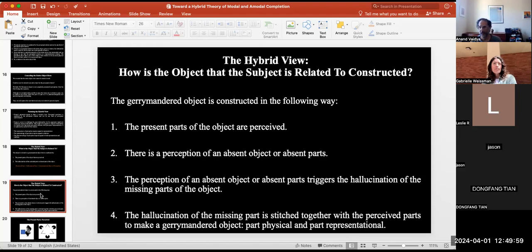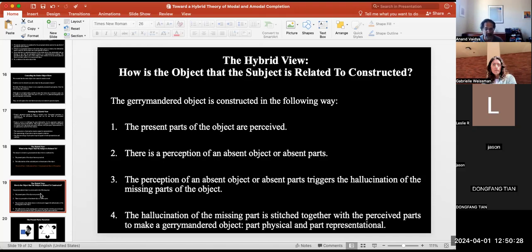It's not being done just like this is point 1, point 2. The present parts of the object are perceived. Retinal stimulation is highly correlated with that. There is a perception of an absent object or absent parts on the basis of the present parts that are perceived. The perception of an absent object or absent parts triggers the hallucination of missing parts of the object.